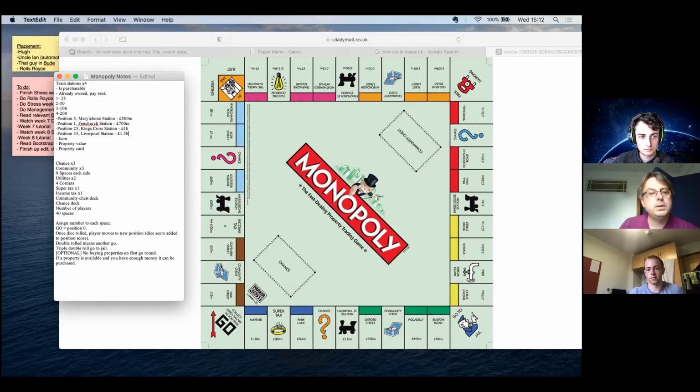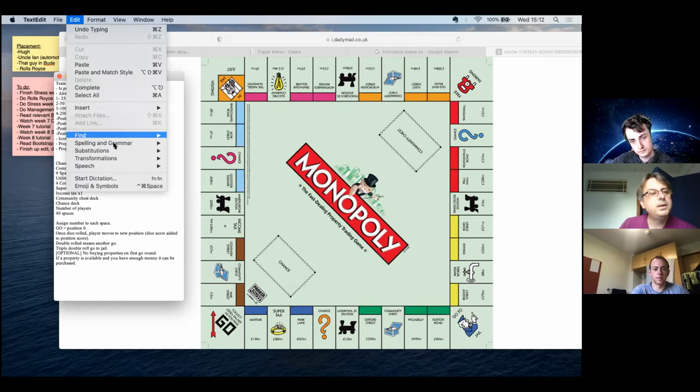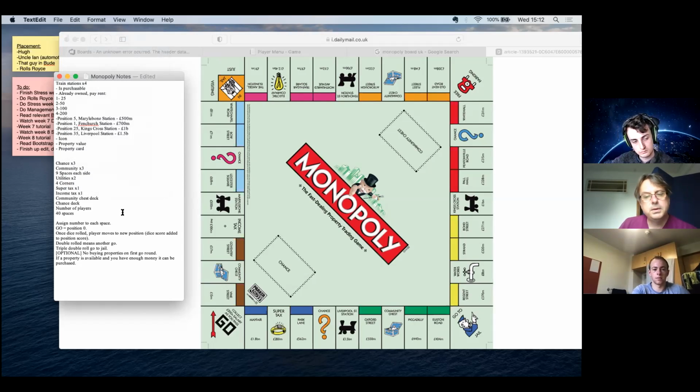Okay, that's good. Is there anything more we can say about those positions, those cards? What are they? They're properties. Are they properties? Yeah. Okay. I think that's everything. That's it for the train stations.